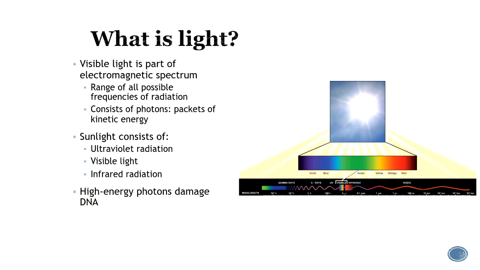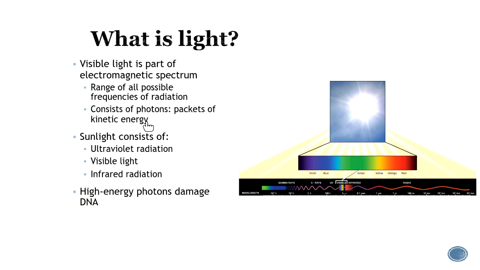I have a little bit of information on light, but basically light is a part of this whole electromagnetic spectrum. There are all kinds of different ranges of frequencies of radiation that occur. But we're concerned with the visible field, which is just right here. We're going to be talking about these little photons. They're packets of kinetic energy that we're going to harvest in the light reactions, and we're going to use that to drive what we call the dark reactions.